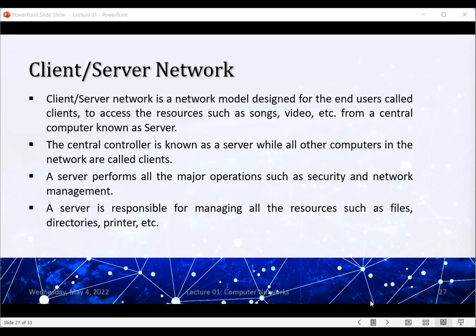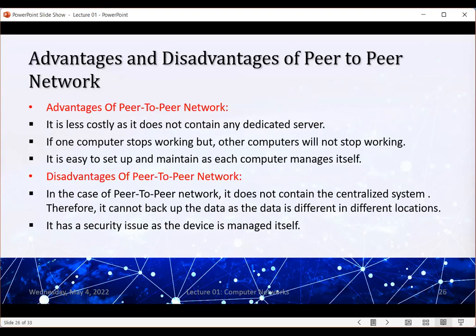Now let's see the advantages and disadvantages of peer-to-peer network. Peer-to-peer network is very cheap because we do not want to maintain a dedicated server. But if one computer stops working, let me know. If one computer stops working, will it affect the other computers in the peer-to-peer network?